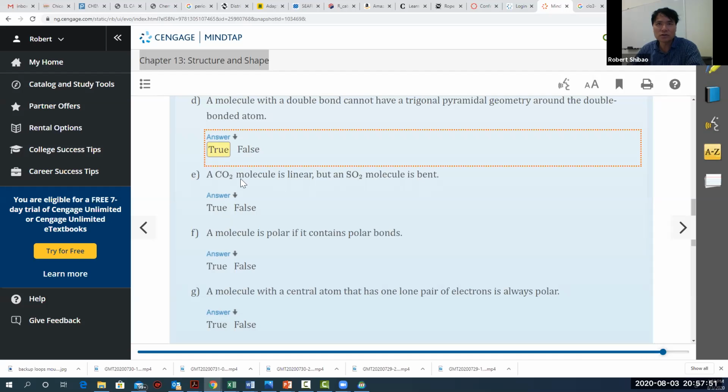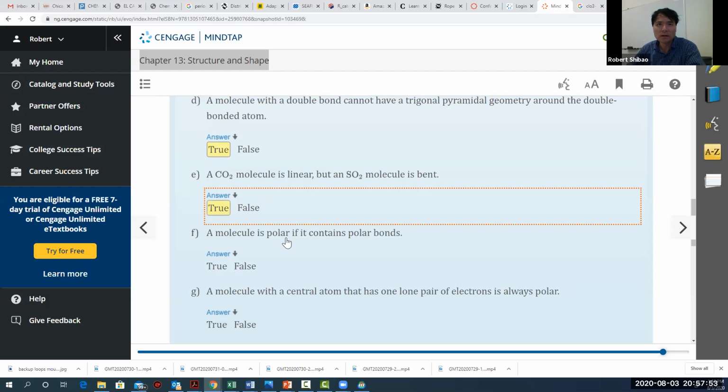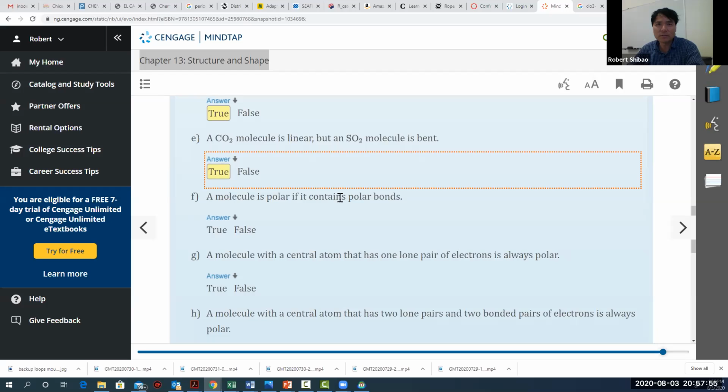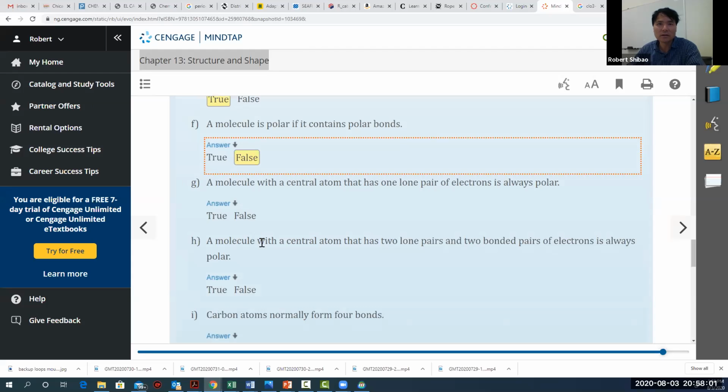That's true. A molecule is polar if it contains polar bonds. That's false, because if they're equal and opposite, they cancel. So what we have to have is polar bonds that don't cancel each other out. And then it would be polar, otherwise non-polar. A molecule with a central atom that has one lone pair of electrons is always polar.